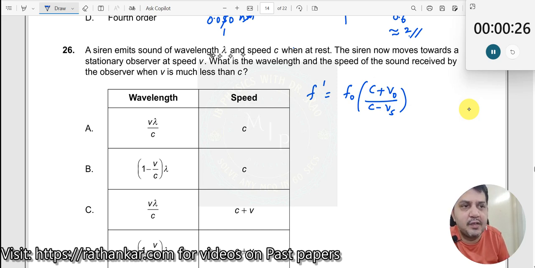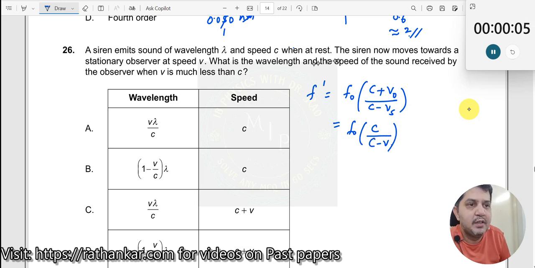Siren now moves. Okay, what's happening? The siren now moves, which means the source is moving towards a stationary observer at speed v, which means vs is equal to v. So I can now write f naught into c plus v0, observer is at rest, divided by c minus v.